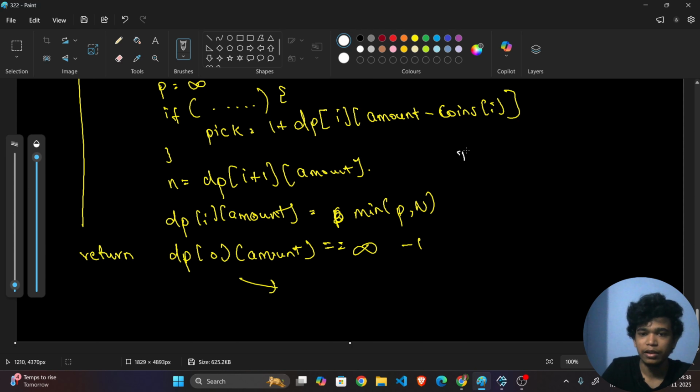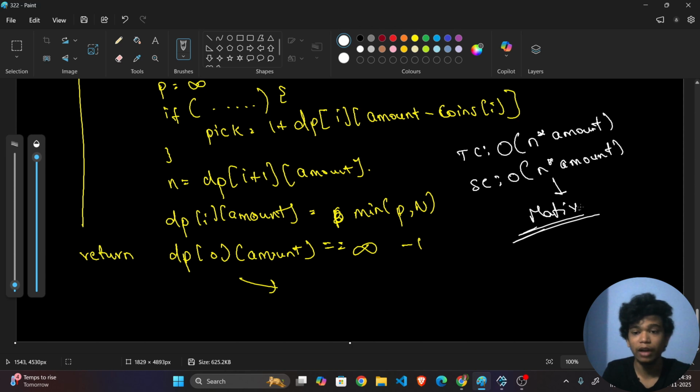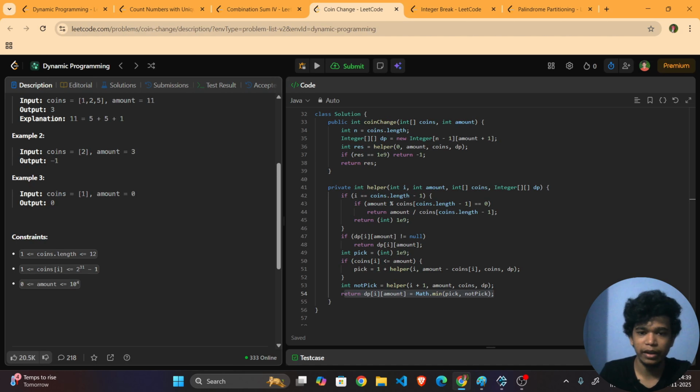By doing this, now I can tell you that time complexity is O(n cross amount), but my space complexity is also O(n cross amount). The only reason behind it is we are only having a space complexity as a matrix, not the entire recursion stack. That space is removed. Can you understand this? Okay. So let me get into the code. Now you can understand the code clearly.